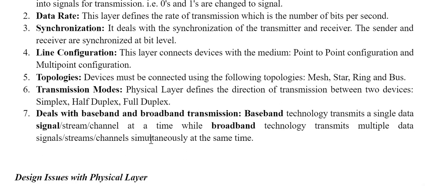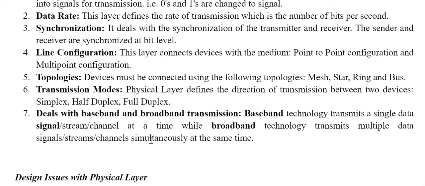The next function is transmission mode. The physical layer also defines in which mode the transmission takes place between two devices. Either it is simplex, which means only one device can communicate, for example radio. Next is half duplex, where at a time only one device can communicate, either sender or receiver, for example walkie-talkie. And full duplex, where both devices can simultaneously communicate with each other, for example telephones.